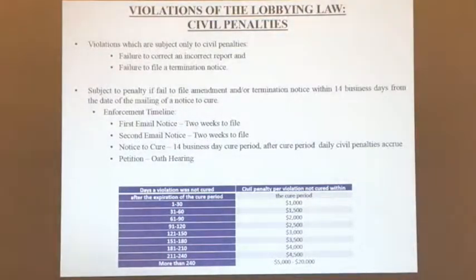Okay, so 2 of our violations, failure to correct an incorrect report and the failure to file termination notice, these items do not have automatic daily late fines. They are subject only to civil penalties. So when you have one, basically we'll send you an email, ask you to fix it. You have 2 weeks. After that 2 weeks, you get a second email, you have another 2 weeks. Then after those 4 weeks have passed, we'll serve you with a notice to cure, and you'll have 14 business days to fix the issue.